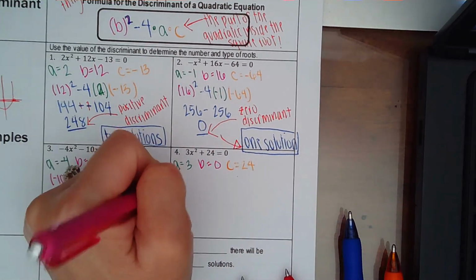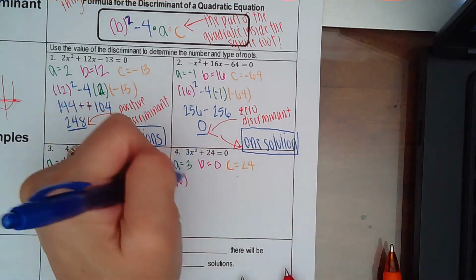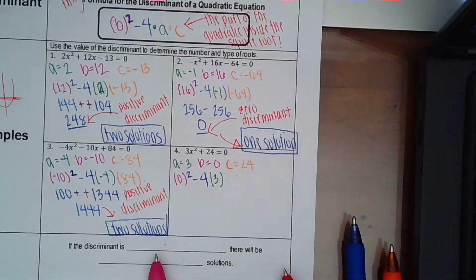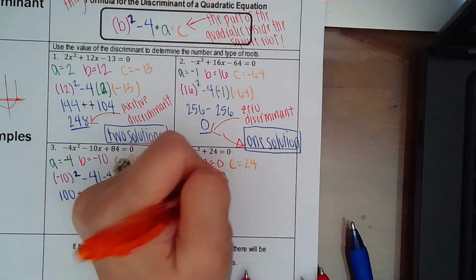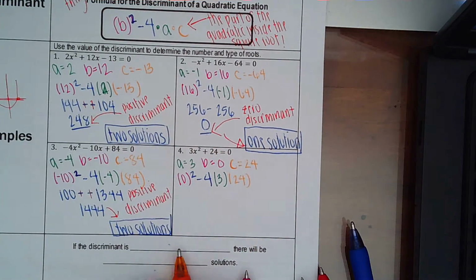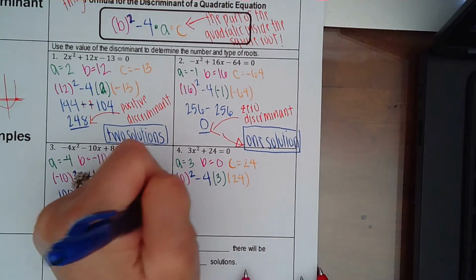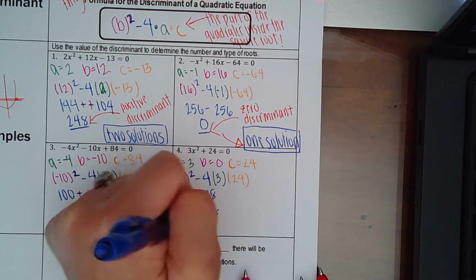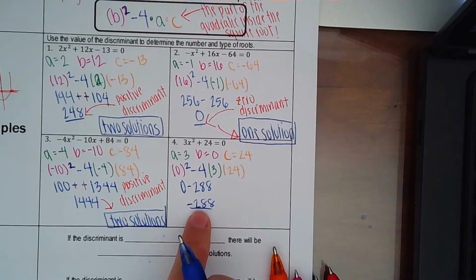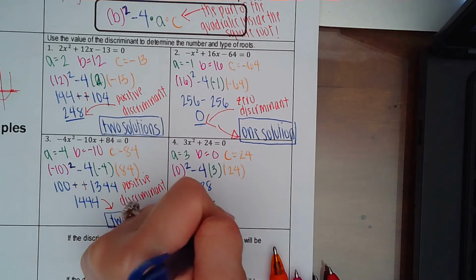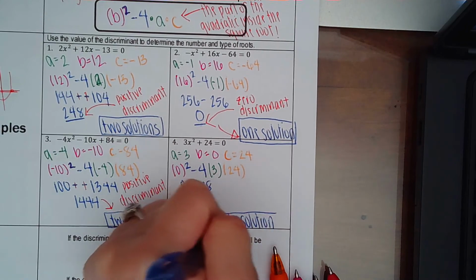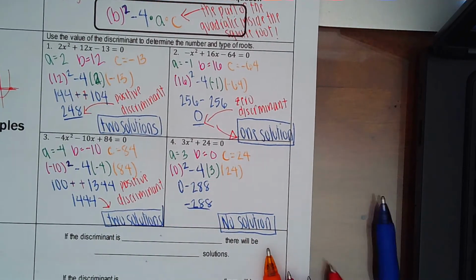So we're going to plug that in. 0 squared minus 4 times 3 times 24. That becomes 0 minus 288, which is -288, which when you have a negative, it would be no solution. It's never touching your x-axis. So no solution. That's a negative discriminant.